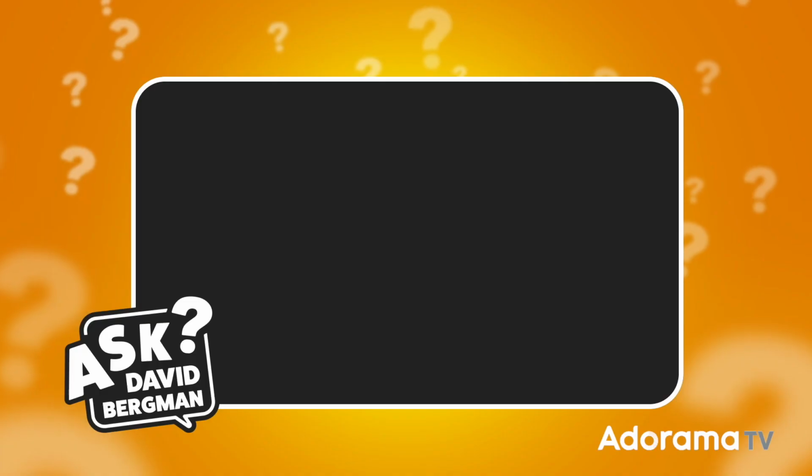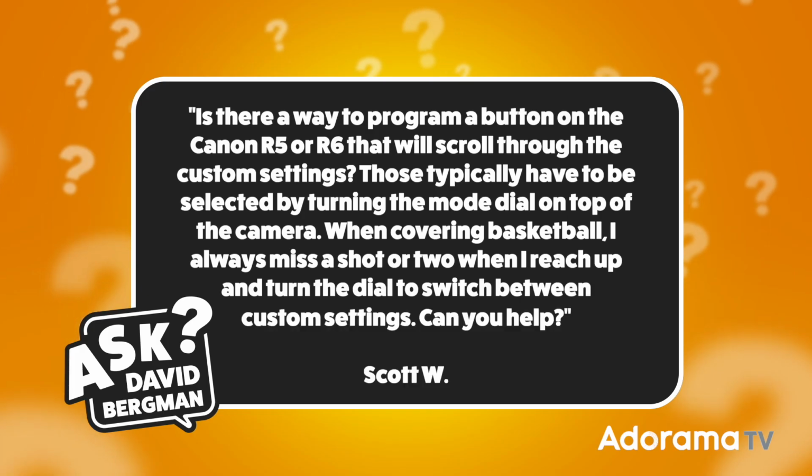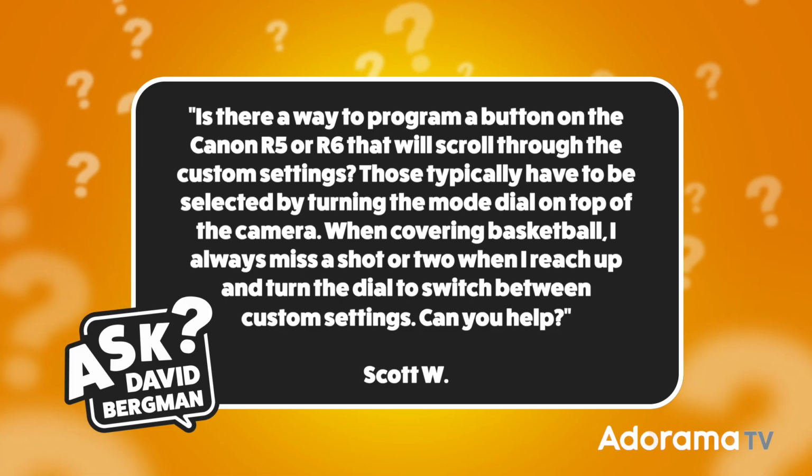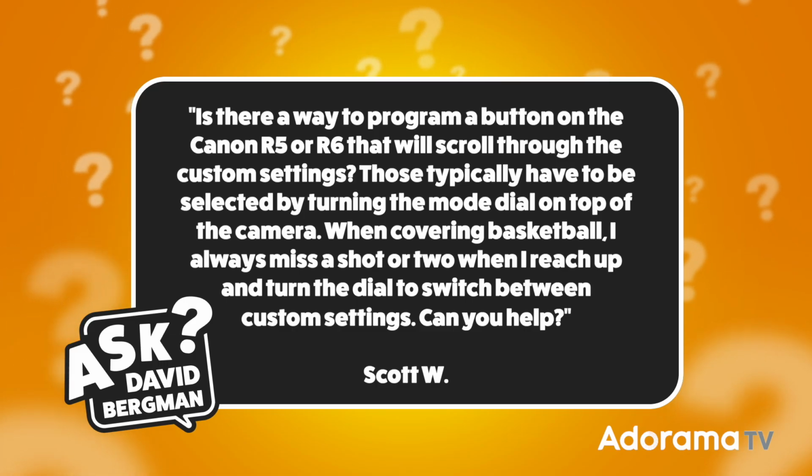Today's question was sent in by Scott W. and he wants to know, is there a way to program a button on the Canon R5 or R6 that will scroll through the custom settings? Those typically have to be selected by turning the mode dial on top of the camera. When covering basketball, I always miss a shot or two when I reach up and turn the dial to switch between custom settings. Can you help?